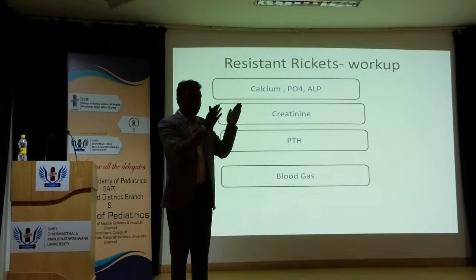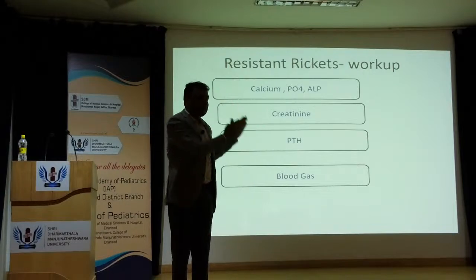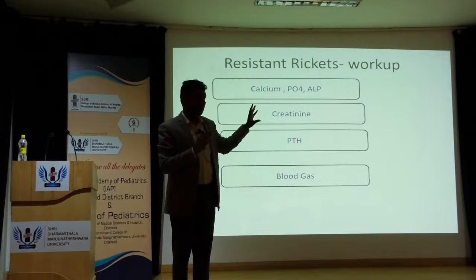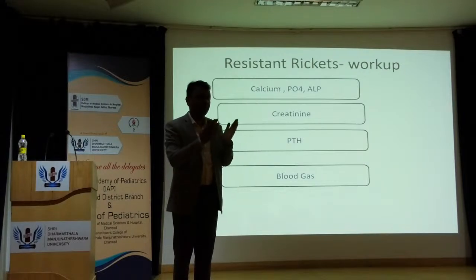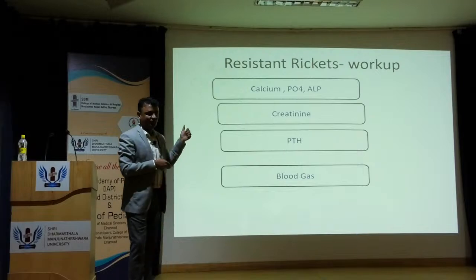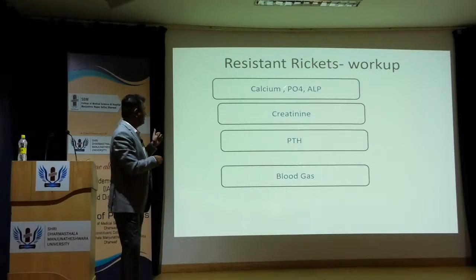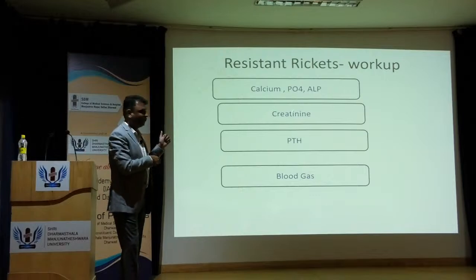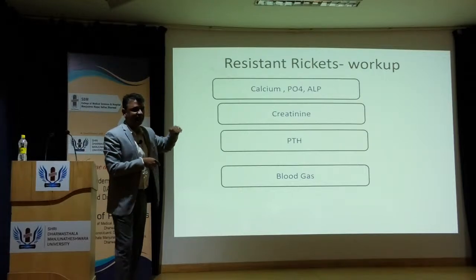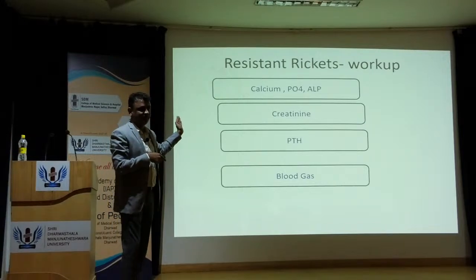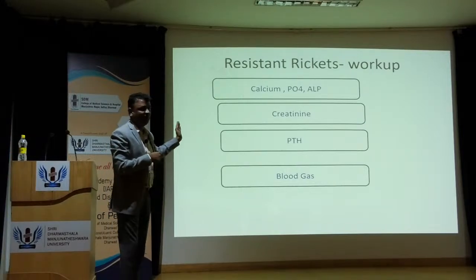Before 10 AM, a fasting sample: calcium, phosphorus and ALP, which will make sense. Isolated low calcium doesn't make sense, it doesn't take us anywhere. Okay? Then creatinine, do you agree? If there is any issue in this, then we need to know whether renal functions are normal or not. PTH, whether there is secondary hyperparathyroidism or not, and blood gas. For resistant rickets, this is the minimum workup.